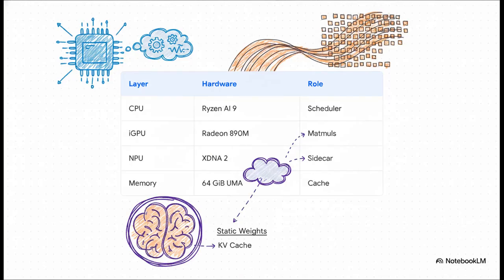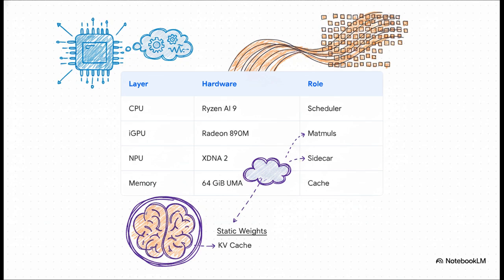When we actually map this onto our hardware ecosystem, specifically targeting something like the Minisforum AI X1 Pro, we see a really clear division of labor. You've got the Ryzen AI 9 CPU managing the vLLM scheduler and tokenization. Then, the heavy lifting, the matrix multiplications, those are strictly isolated to the Radeon 890M iGPU. Meanwhile, the XDNA2 NPU sits in reserve as a sidecar, which we'll actually get back to later.